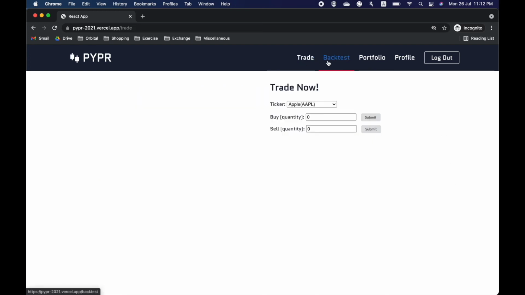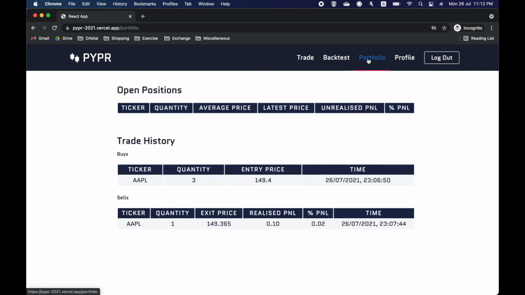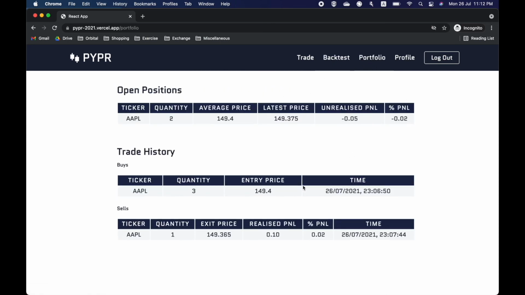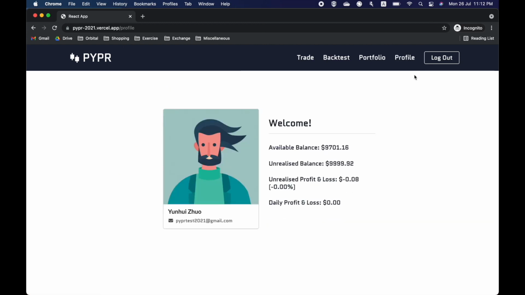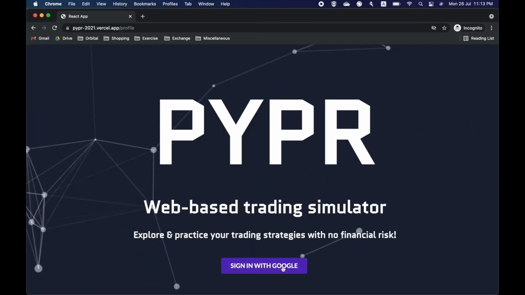So we have the trade page, backtest page, portfolio page that is updated with the real-time stock market price, as well as our profile page. Once the user is done exploring or using our web app, they can log out by clicking on this button and log back in anytime.